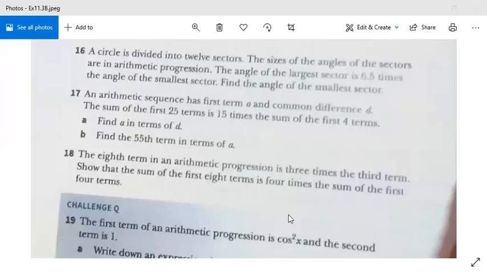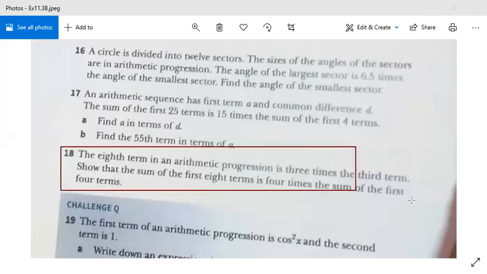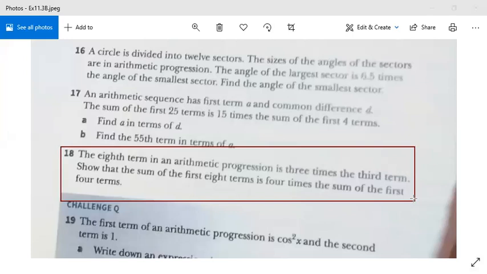Question number 18. The eighth term in an arithmetic progression is 3 times the third term. So it means T8 is equal to 3 multiplied by T3, because that is given 3 times of T3. And show that the sum of the first 8 terms is 4 times the sum of the first 4 terms. Okay.